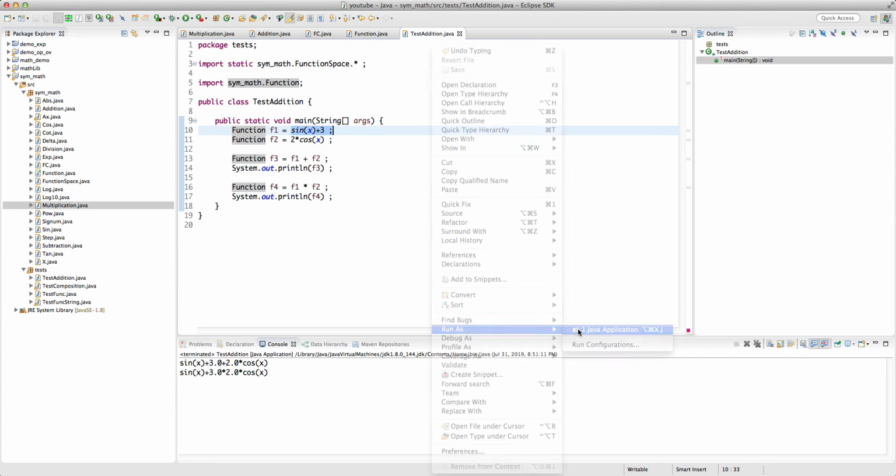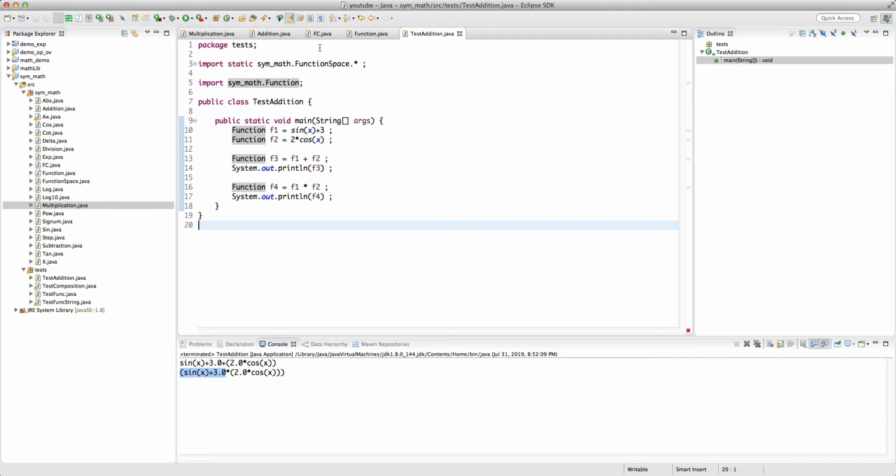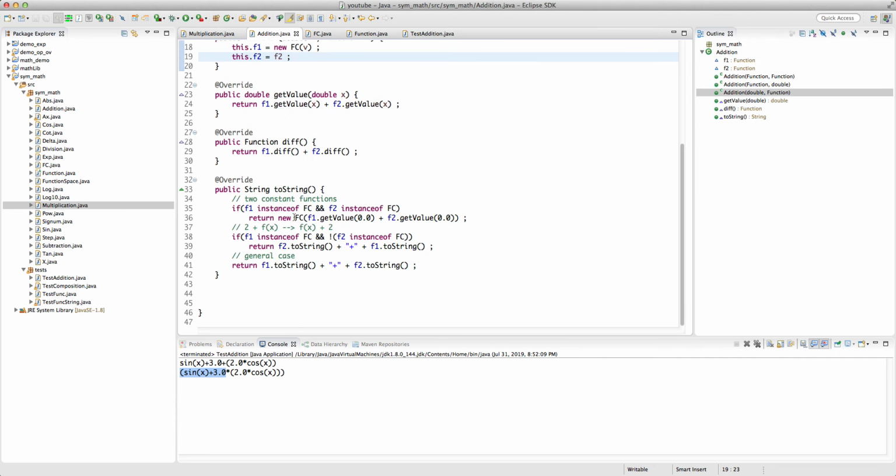Let's go here. Sine plus 3 times 2 plus cosine. So we should also go into the addition and add the parentheses there.